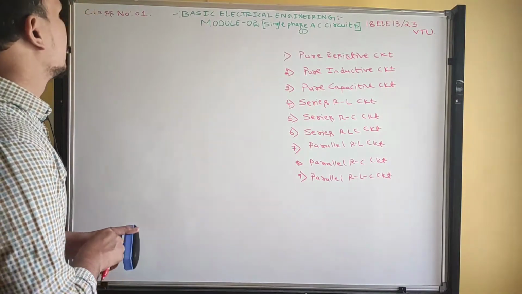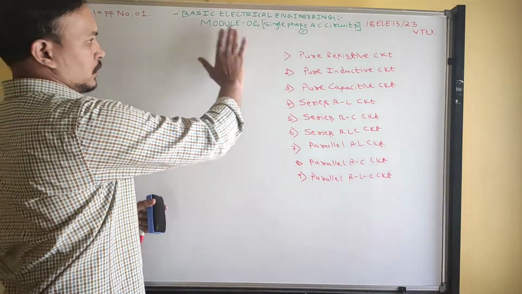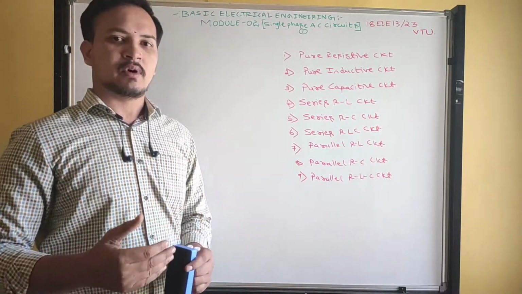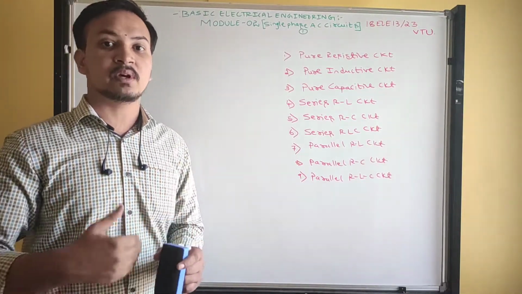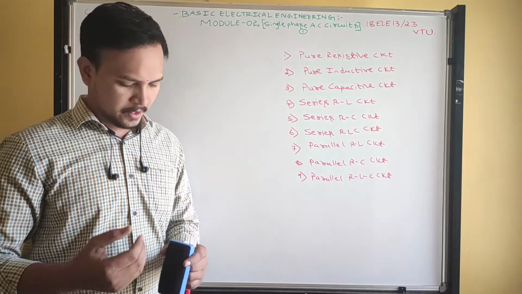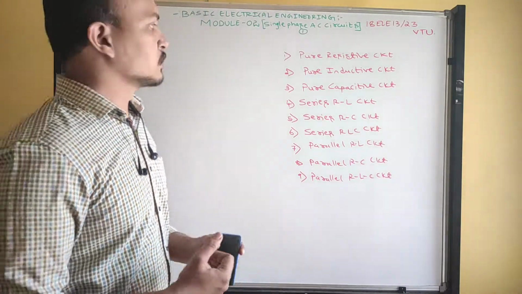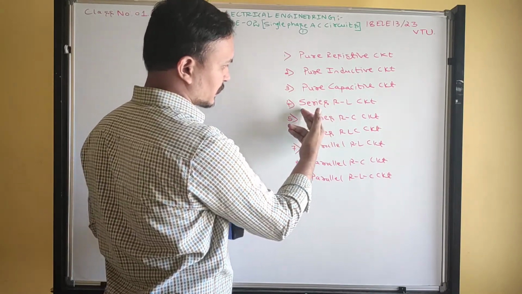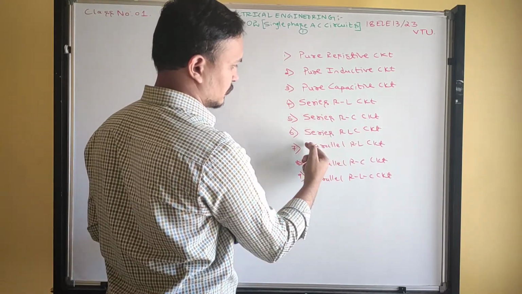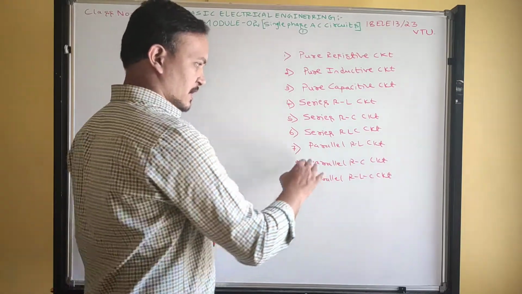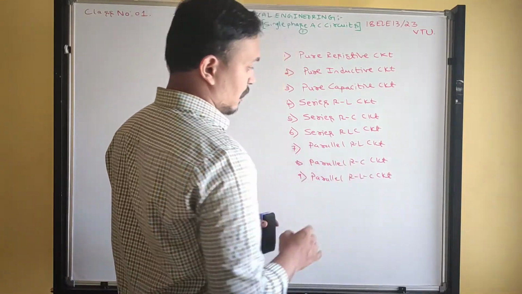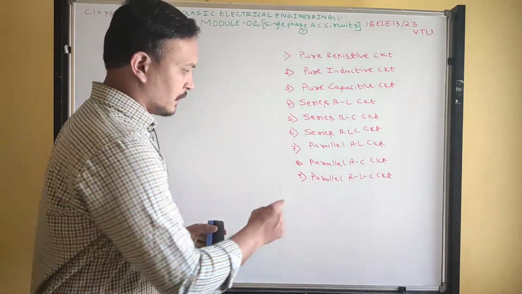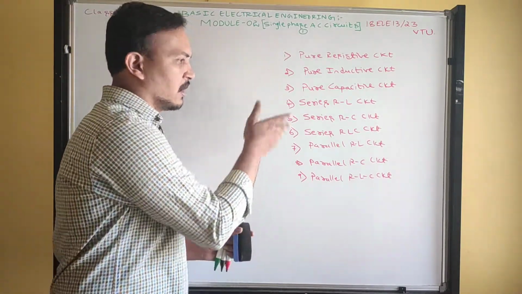We can start class number 1 of module 2. In single phase AC circuits, generally we are studying the behavior of the circuit. The following circuits are pure resistive circuit, pure inductive, pure capacitive circuit, series RL circuit, RC circuit, series RLC circuit, parallel RL circuit, parallel RC circuit, and then parallel RLC circuit. And the last one is the combination of all these.